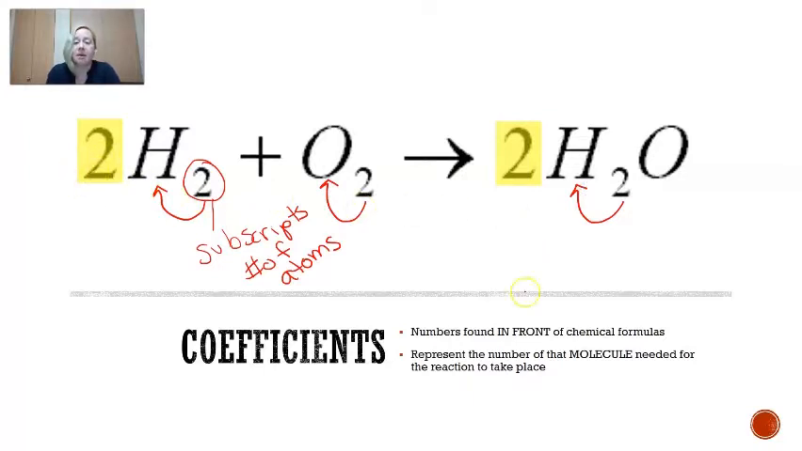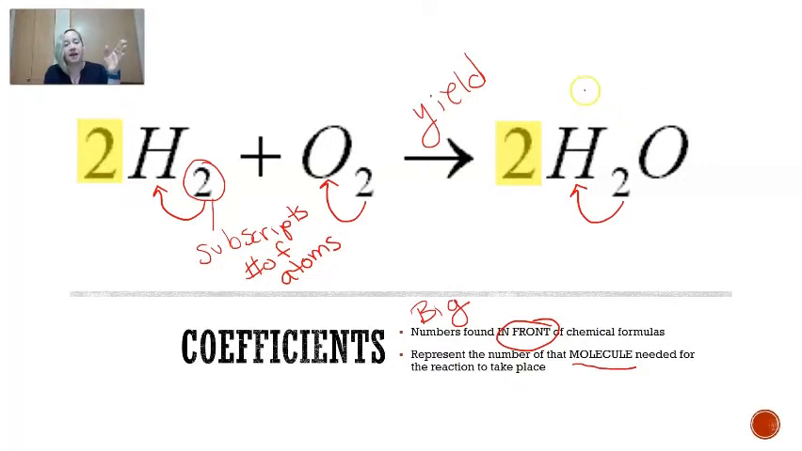Coefficients are the big numbers, full size, found in front of the chemical formula. They represent the number of molecules needed for that reaction to take place. So for this reaction to take place, you need 2 hydrogen molecules and 1 oxygen molecule. Notice that there's no 1 in front of it, but that still means there's 1 oxygen molecule. And that will produce, or yield, 2 water molecules. We'll talk about why we have to have these numbers in front later, but right now I just want us to get familiar with the fact that they're there and they have a purpose.